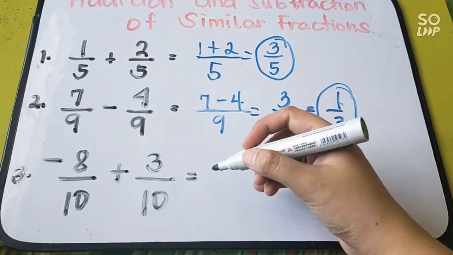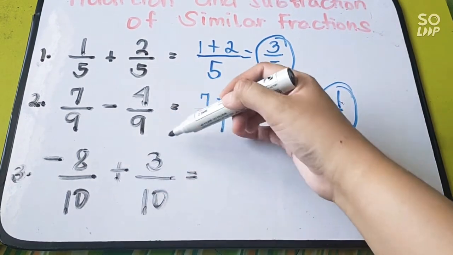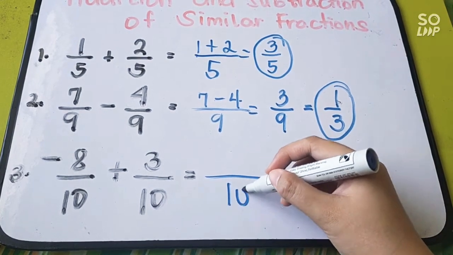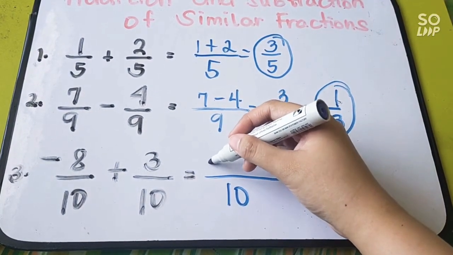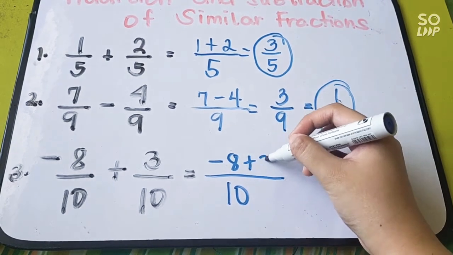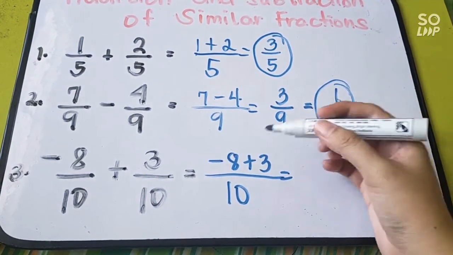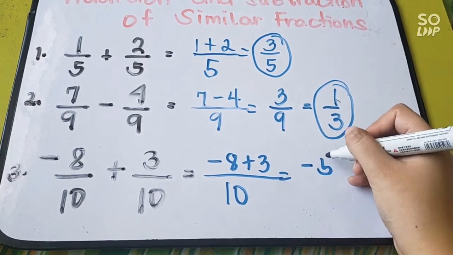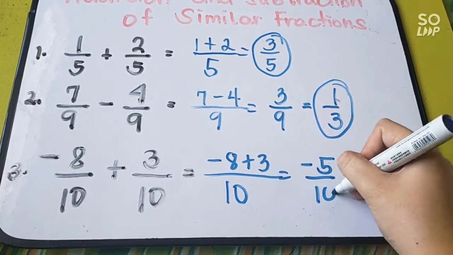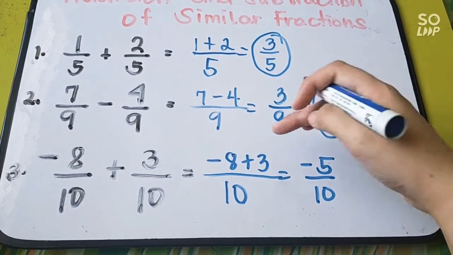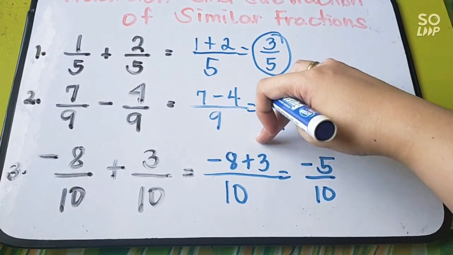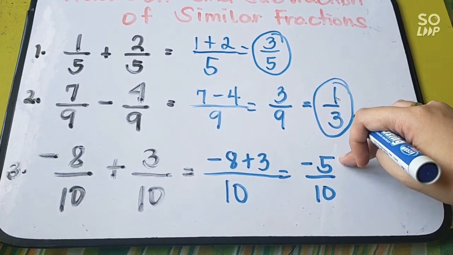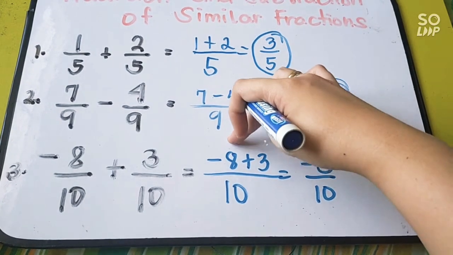Next, let us have number 3. Negative 8 over 10 plus 3 over 10. Again, copy the denominator, which is 10, and then we combine negative 8 plus 3, we have negative 5 over 10. Why negative 5? So, we have different signs. You are going to subtract 8 minus 3. The answer is 5. And then, copy the sign of the higher number. The higher number is 8, which is negative.